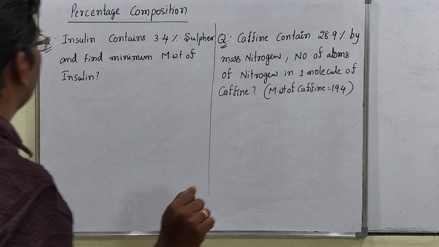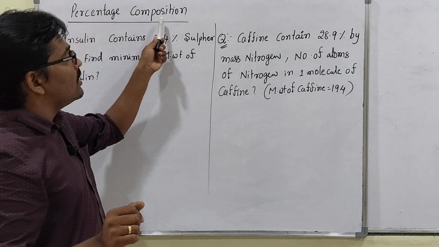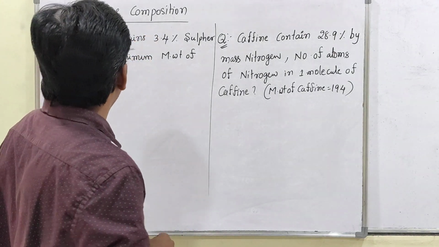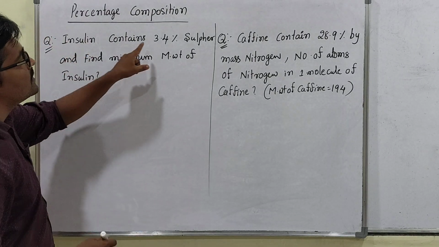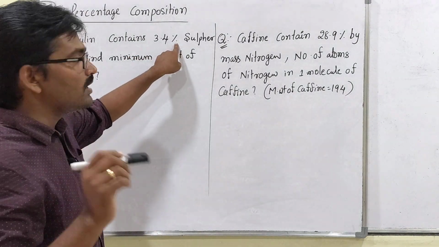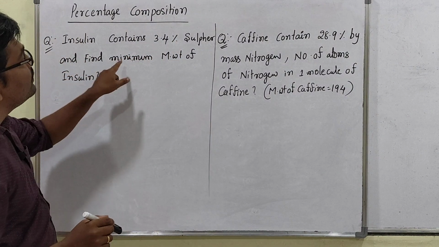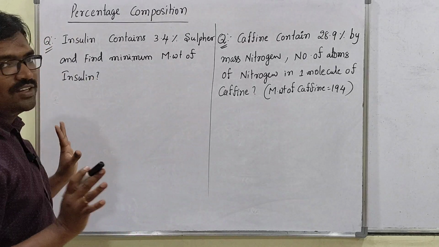Look, my dear students, based on the percentage composition, two more questions are there. Look at this: insulin contains 3.4 percentage of sulfur; find the minimum molecular weight of insulin. That is what is given.